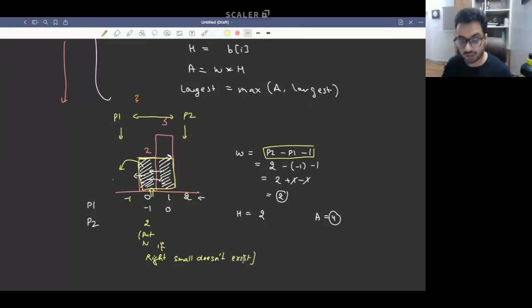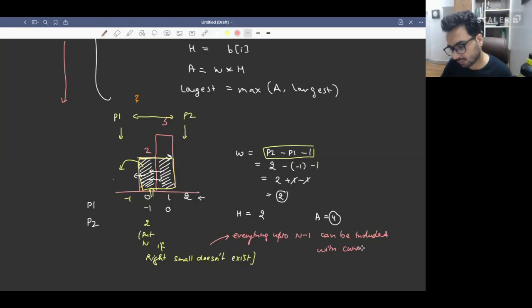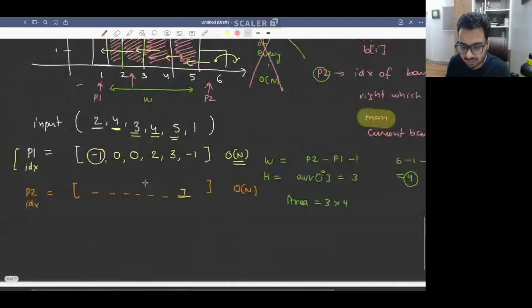That means you can take everything before the nth position. Everything up to n minus 1 can be included with the current bar. Does that make sense? The very simple reason is everything up to n minus 1 can be included with the current bar. Tell me, does this make sense to you? Yes or no? Okay. So that is one small change that you will make: if the right smaller element does not exist, put n here.